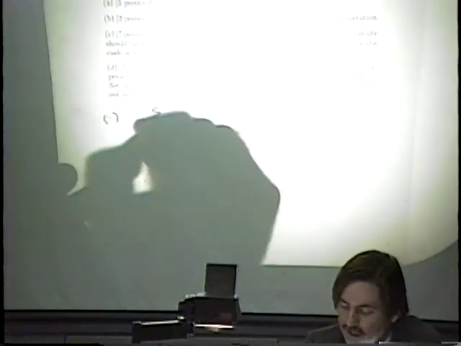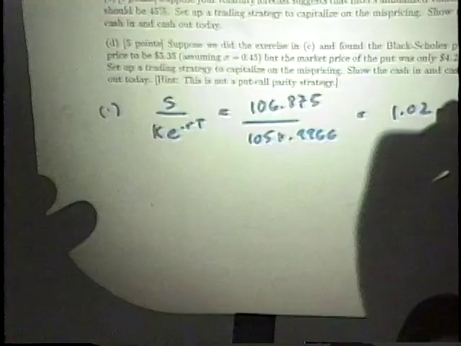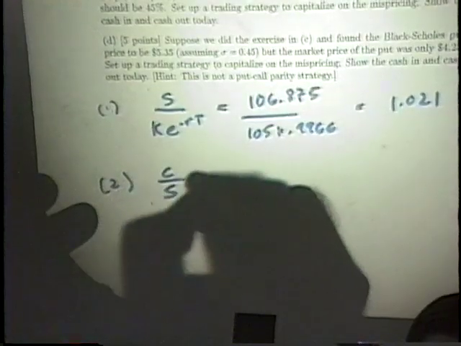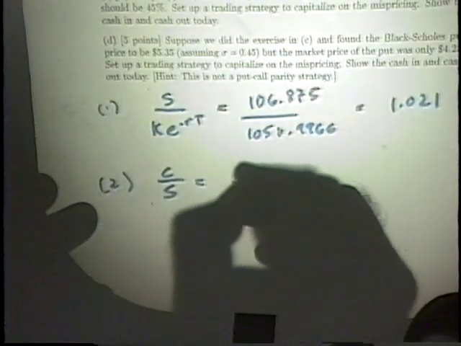So first establish the column that we're going to look down. The first thing is S divided by K e to the negative RT. And it turns out we don't even have to work that out because I've given you the bill price. So it's going to be 105 times 0.9966 right here. And that equals 1.021. Step 2, the call divided by the stock price. And that turns out to be 0.061.